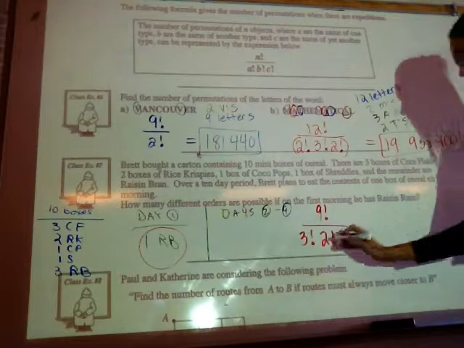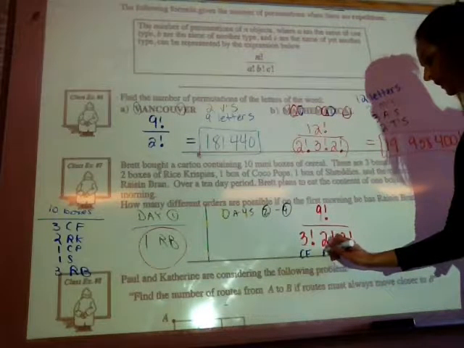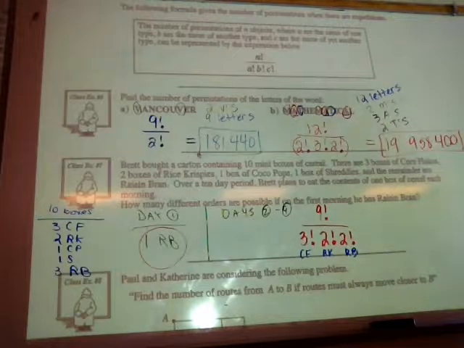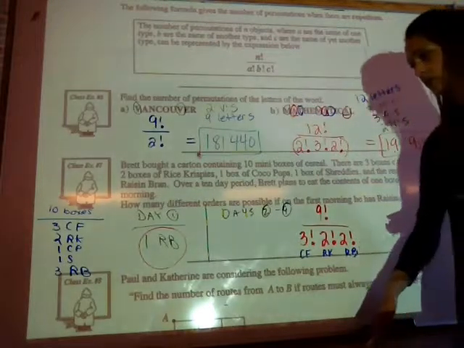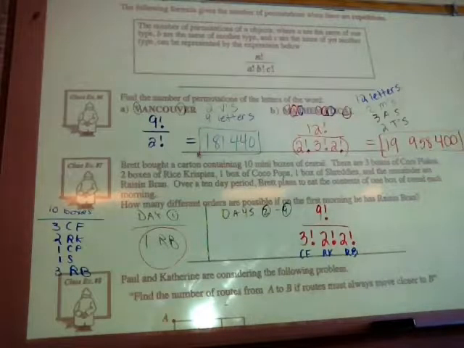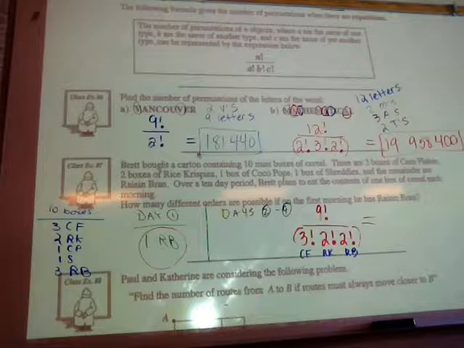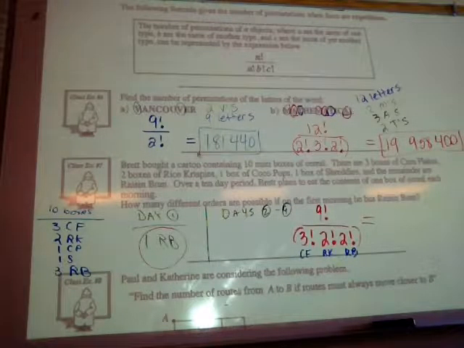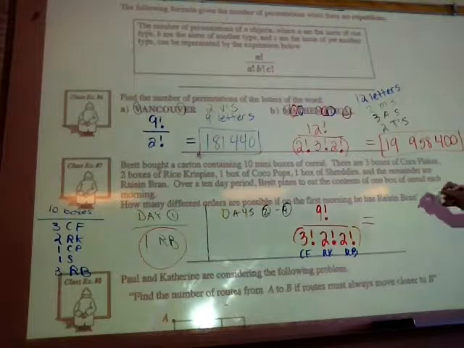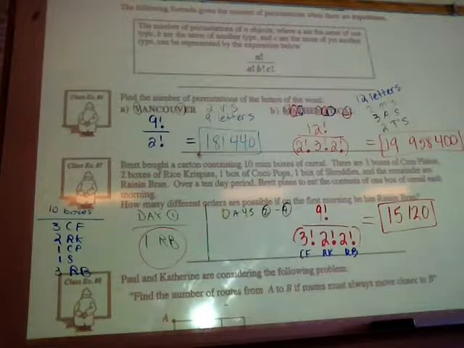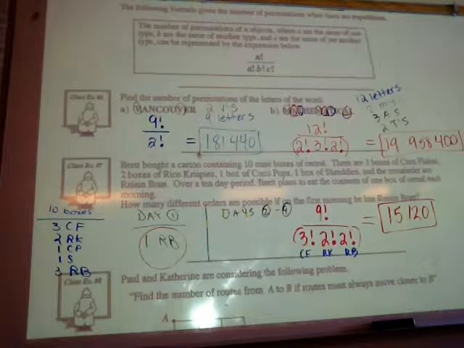And if you want to just put, this is for cornflakes, Rice Krispies, and Raisin Bran. Then if you look back, you'll know why it was a 2 instead of a 3. Okay, so when we calculate that, don't forget to put brackets around the denominator. And there should be 15,120 different arrangements of how Brett can eat his cereal. You guys were really curious about that, weren't you?